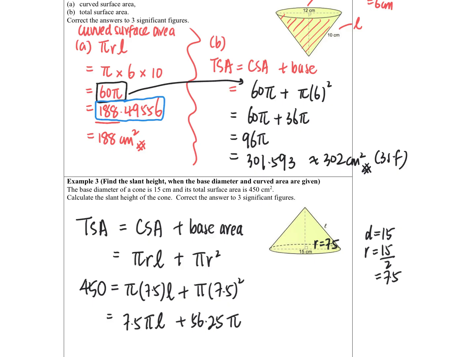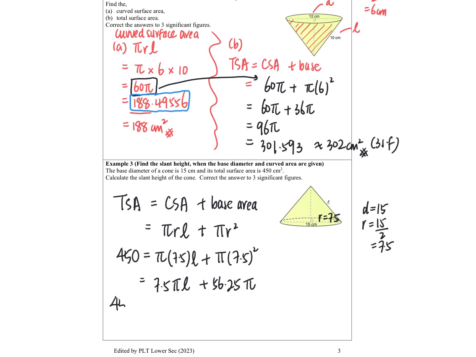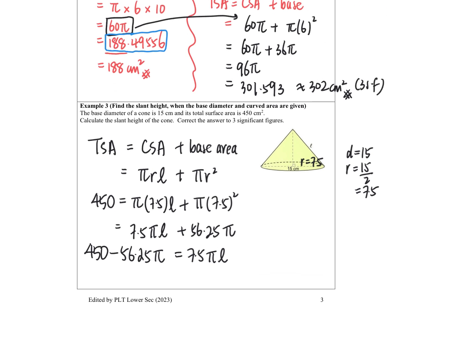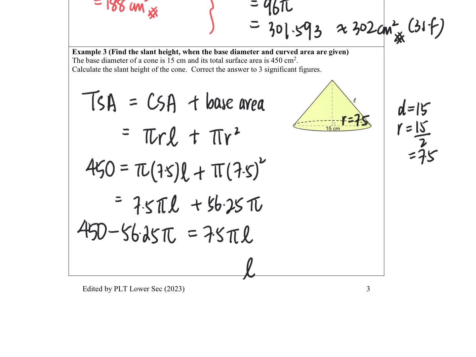So what should I do here? I should first use 450, take away the 56.25 pi. Okay? And then to find the L, I divide the whole answer by 7.5 pi. You can choose to press the whole value out, but you end up having to copy many numbers, which sometimes you will make mistakes.